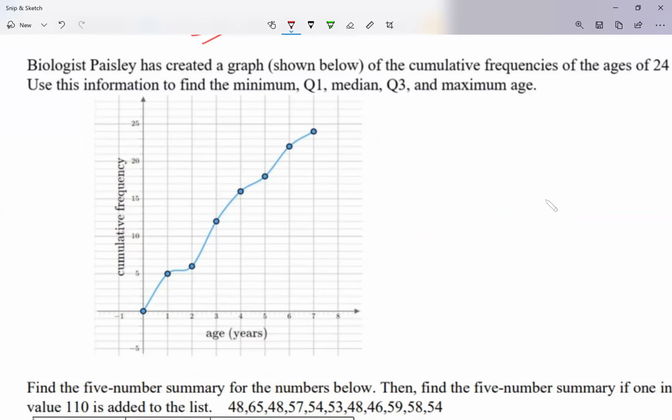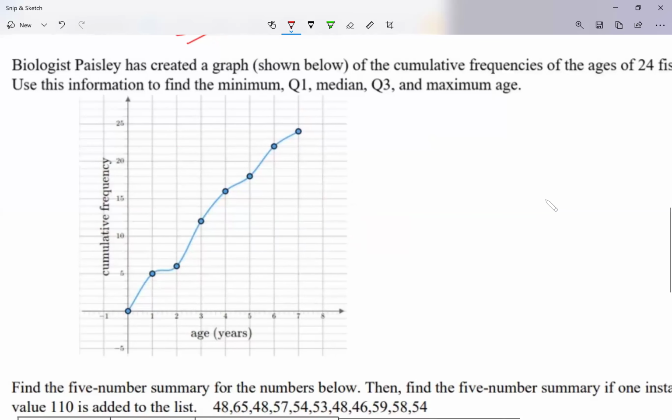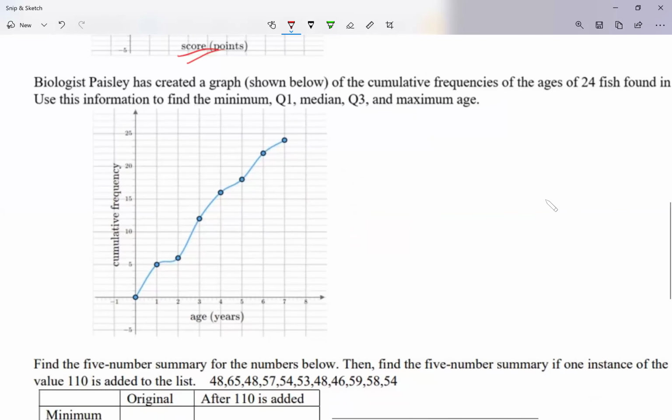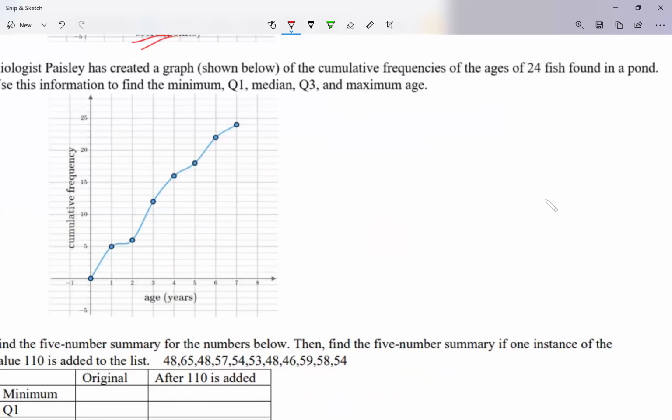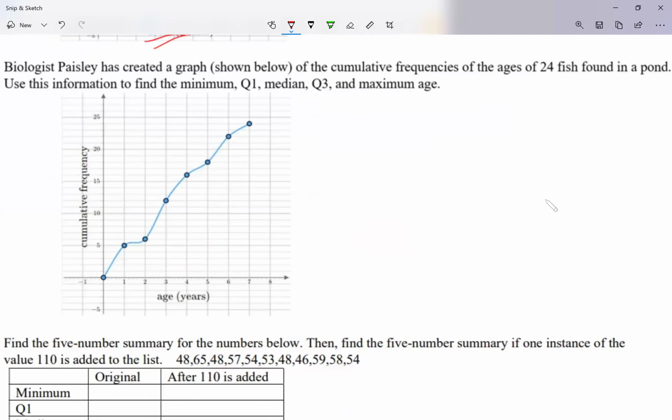The biologist Paisley has created a graph, which is shown below, of the cumulative frequency of the ages of 24 fish found in the pond. Use this information to find the minimum, quartile 1, median, quartile 3, and maximum age. Okay, so remember, here is my quartile 0, which is the minimum, my quartile 1, quartile 2, which is the median, quartile 3, and quartile 4, which is the maximum age.